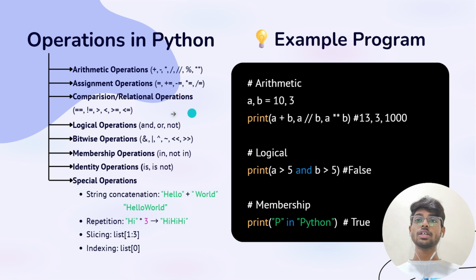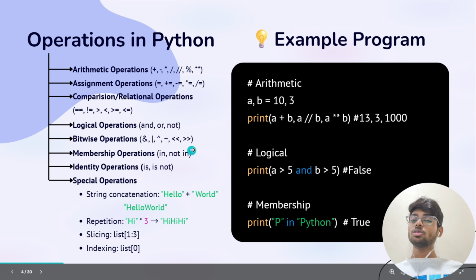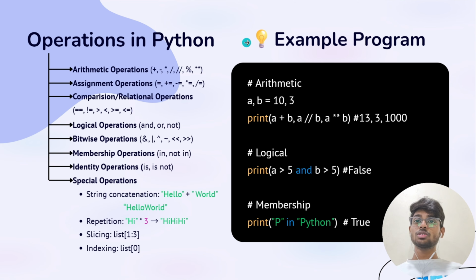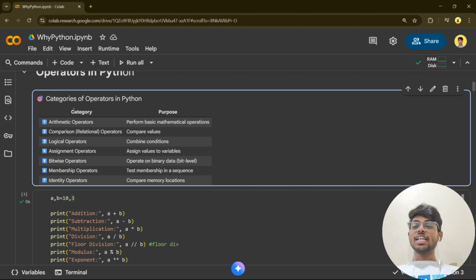Here we have several operations: arithmetic, assignment, comparison, logical, bitwise, membership, identity, and some special operations. So let us discuss one by one so that we build a good understanding. Let me open my Colab. As we have 7 main operations in Python, it is very much important to understand the purpose of each and every operation. So let us start with arithmetic operators.